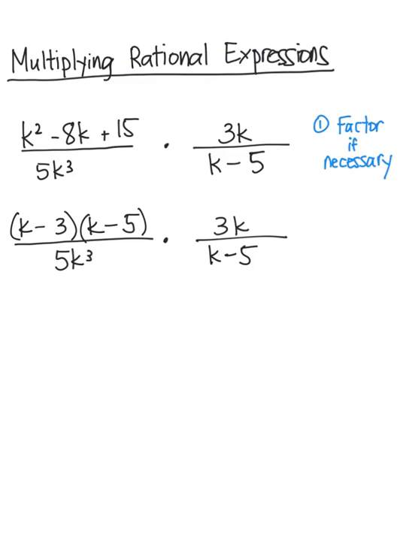Now we're going to see if there are any common factors to cancel out. And I can see that k minus 5 and k minus 5 are common factors. And then over here I have 1k, and then one of the k's will be gone here, leaving me only 2 k's over there. So now that I've canceled out my common factors, now I can multiply what's left over.